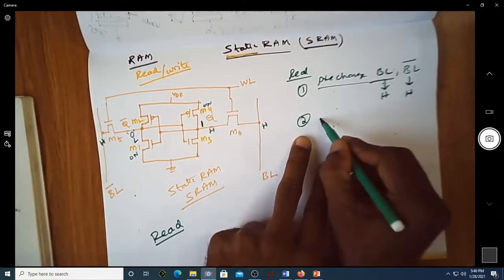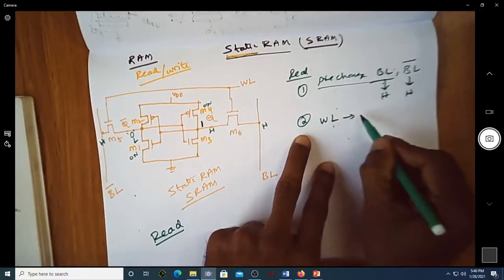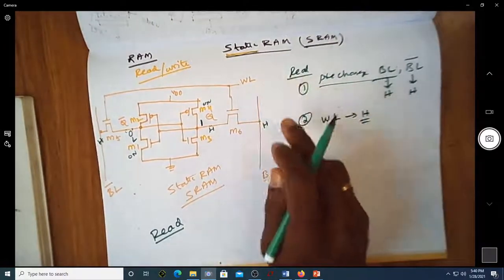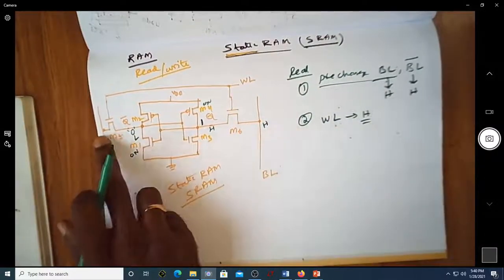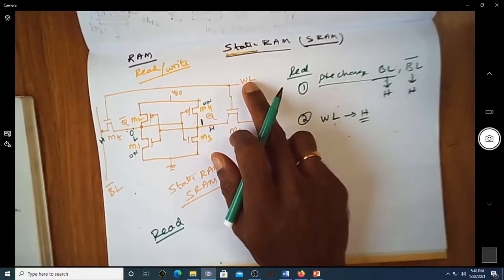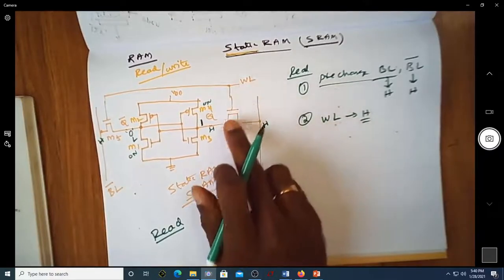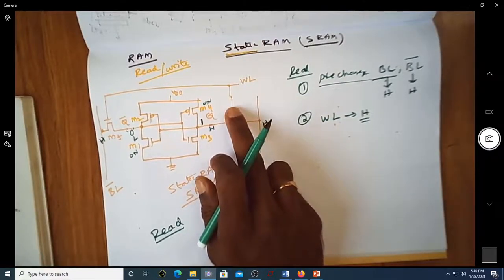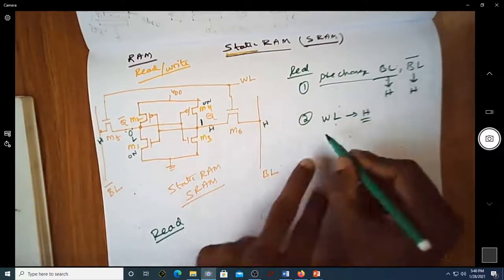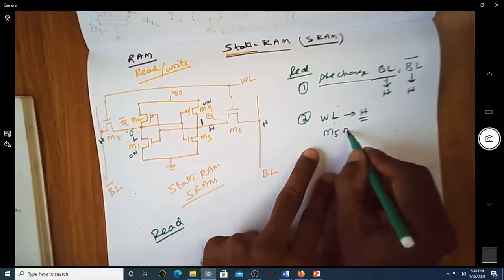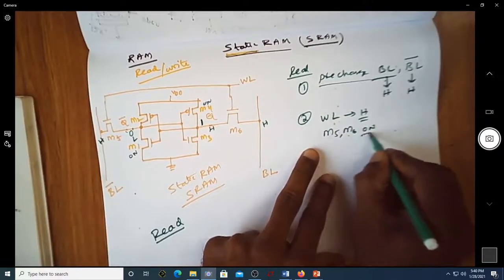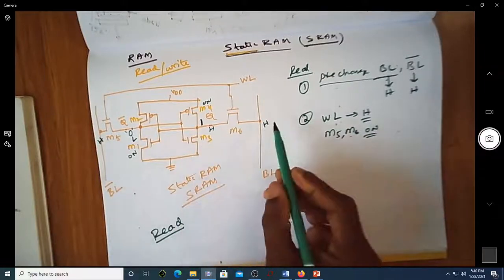Second, you make the word line equal to high. With this as high and this as high, now you make this word line equal to 1. When the word line is equal to 1, transistors M5 and M6 will turn on. So M5 and M6 are on now.